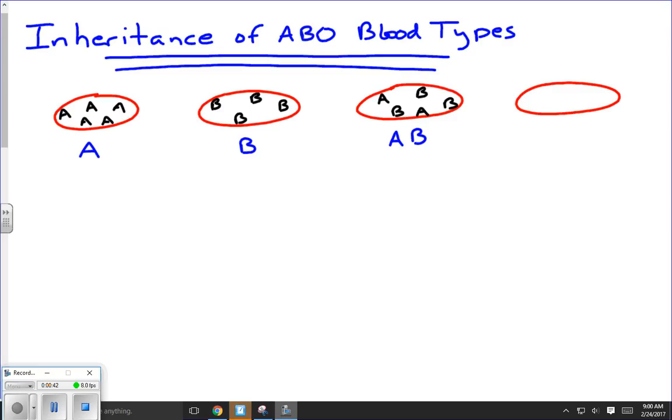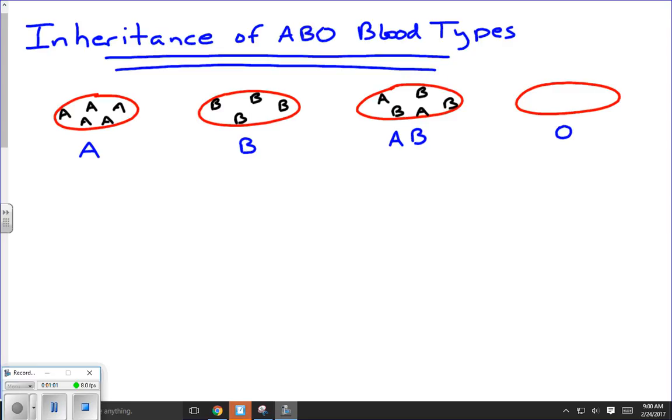cell. And commonly misunderstood here, when there is neither A nor B antigens, we call that O-type blood. There's no such thing as an O antigen. Okay, it's not that there are O antigens on the surface of the blood cell. It's an absence of A or B antigens. So that's how the blood typing system works.